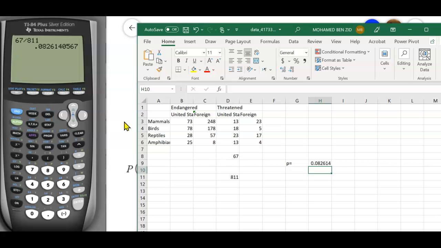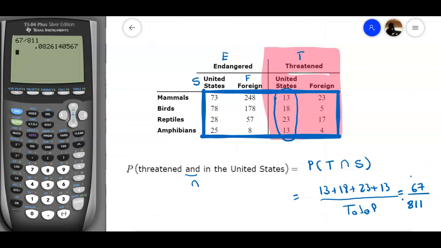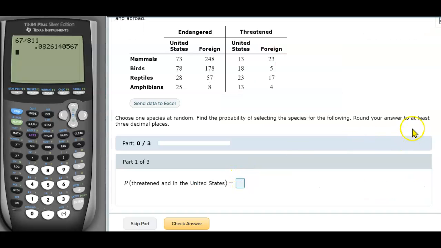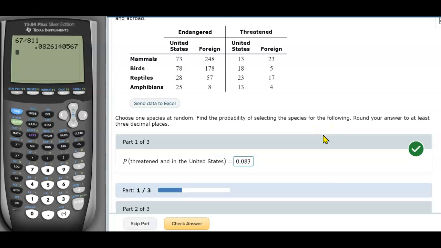So we can go back right now. They want us to round the answer to the nearest 3 decimal places, which is 0.083. Check your answer. It looks great.